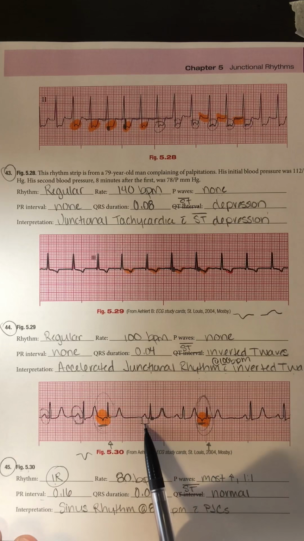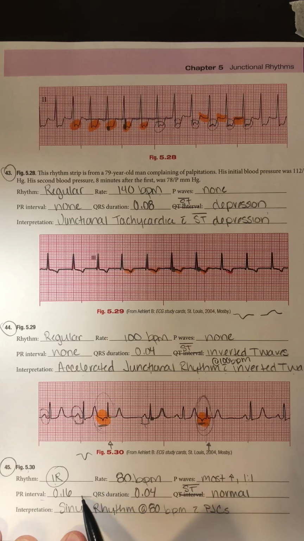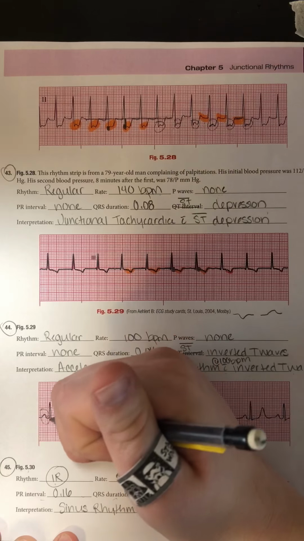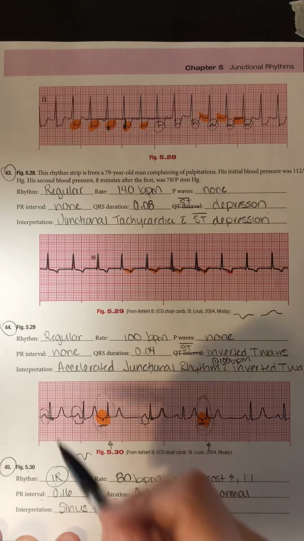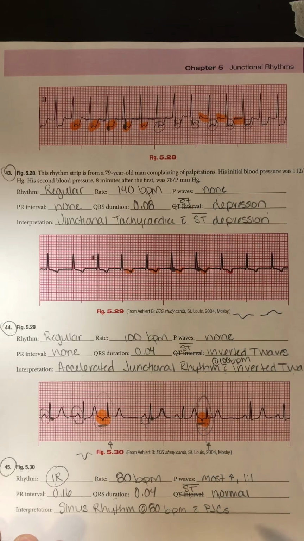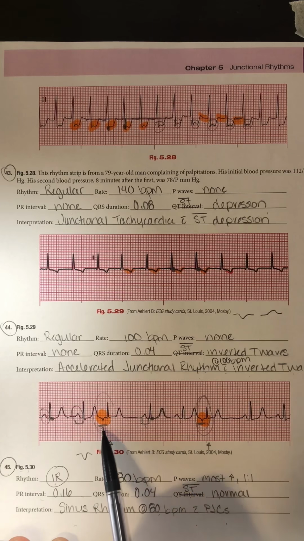I measured my PR interval here on a sinus beat. It was within normal limits. My QRSs are nice and narrow within normal limits, and my ST segment is normal. I always look at a sinus beat when I'm looking at these things, but you can see QRS ends right here, right on that isoelectric line, and then goes up into the T wave. So for this interpretation, it's a sinus rhythm at 80 beats per minute because my underlying rhythm is sinus with two PJCs. I have a PJC here and a PJC here, premature junctional contraction.